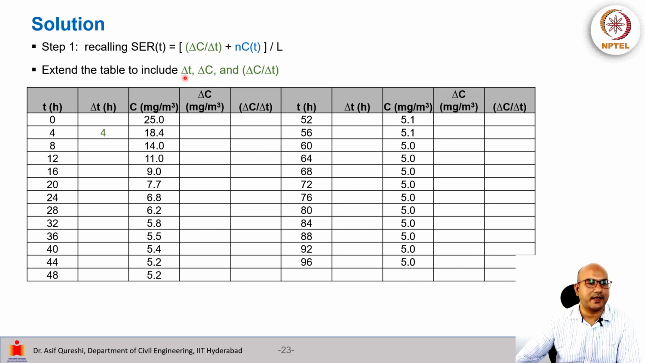So now we extend the table. Here we had already t in hours till 96 hours. Now we add a term delta T in hours. Then we already have C in milligrams per meter cube for all the 96 hours. We add the term delta C in milligrams. So this would be the change in the concentration over time. And then delta C by delta T, which is actually what we are interested in.